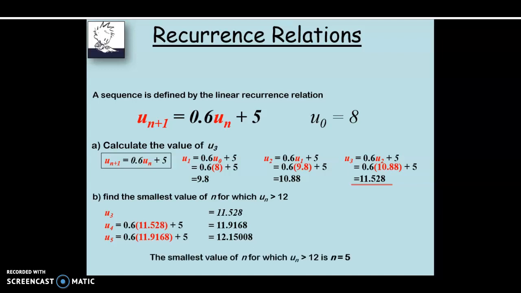So the smallest value for n, for which u of n is greater than 12, is going to be n equals 5. As you can see, anything smaller would have been less than 12.